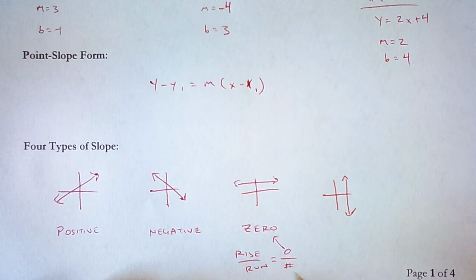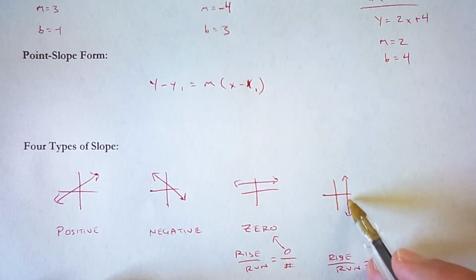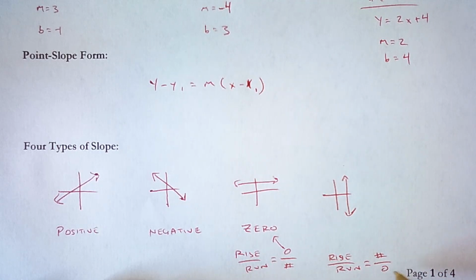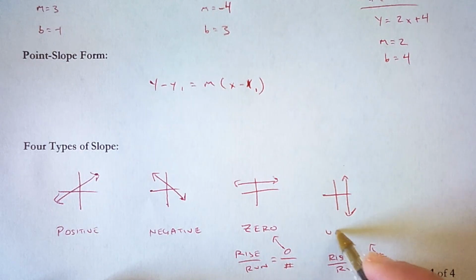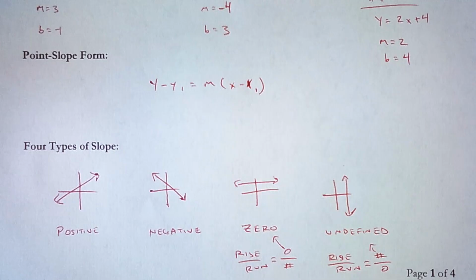Now this next one, let's do this one backwards. We'll start with rise over run. So this one rises some number, and it doesn't run left to right at all, and here we are dividing by 0, and division by 0 is undefined. So this has a slope that is undefined. And we'll wrap this video up here, and we will use point-slope form to make equations of lines in slope-intercept form in our next video.